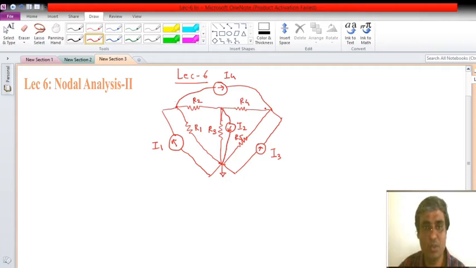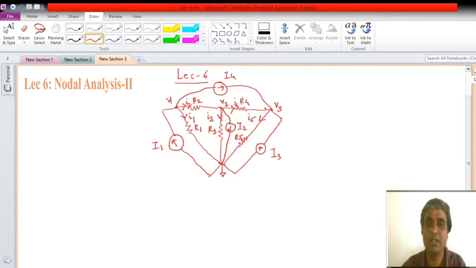Then select the node voltages. This is one node, V1, let's say. This is the second node, name it V2. This is the third node, name it V3. Then assume the directions: this is I1, I2 is already given, I2 is coming here. Suppose this is my I3, this is I4, I4 is going here and leaving, so this will be my I5. Okay, so the node voltages you have identified.